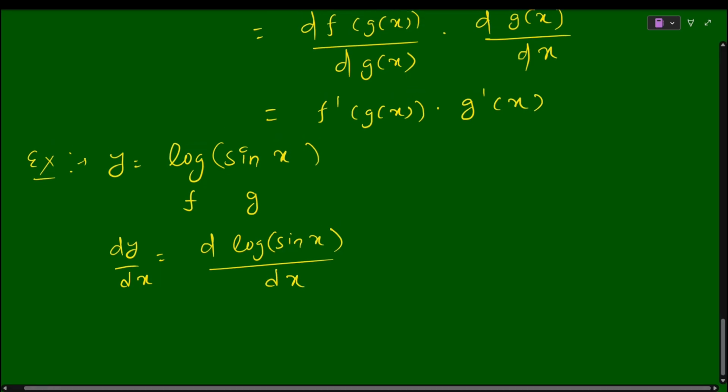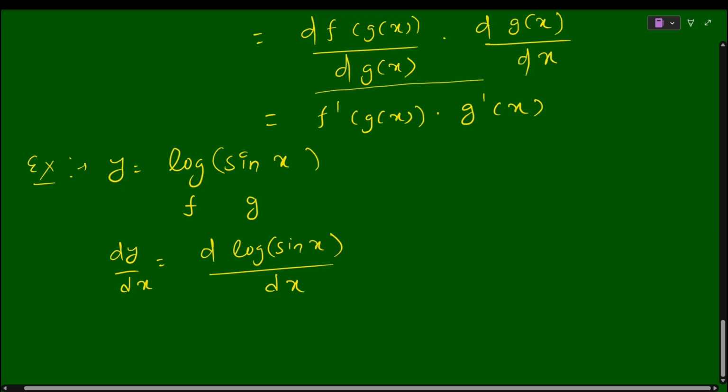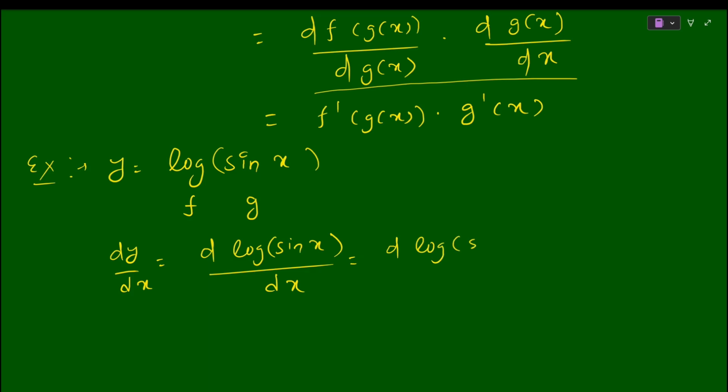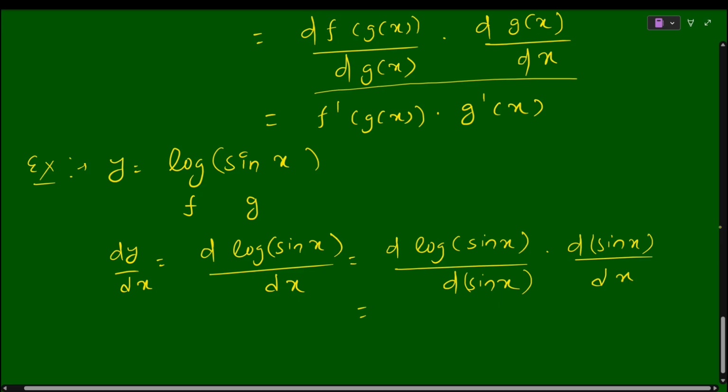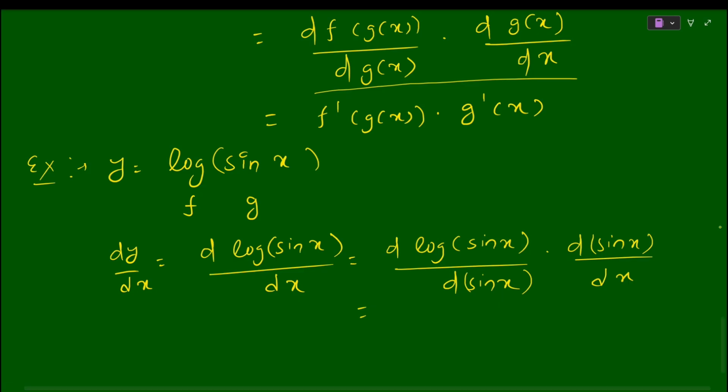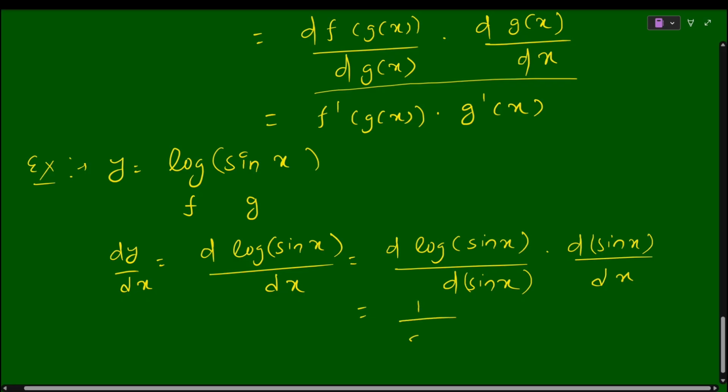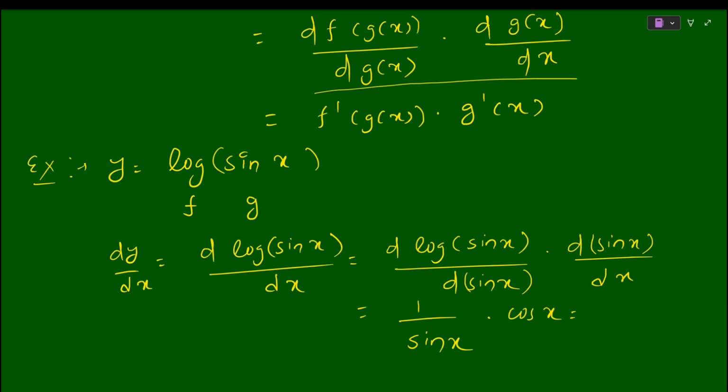So using the chain rule, which is stated here, if we write it like this, then it will be d log sine x by d sine x into d sine x by dx. So now see what is the derivative of log sine x with respect to sine x. It would be 1 by sine x into the derivative of sine x with respect to x. It would be cos x. So now this value would be cot x.